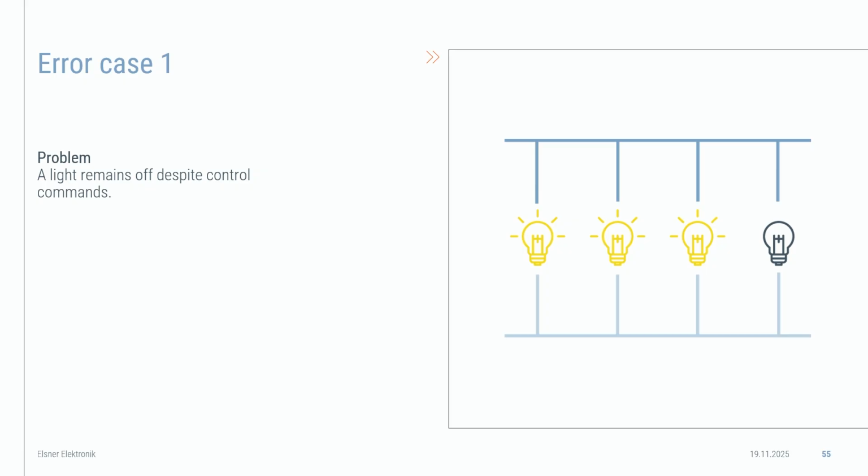For error case 1, we have a light that remains off despite the control commands. So we have in a room multiple lights, we turn them on and all respond but one. What could be the possible cause? In this case, we would expect that the supply voltage is missing for this device, or incorrect parameterization, or the control gear device is defective, or the light itself is defective or broken.